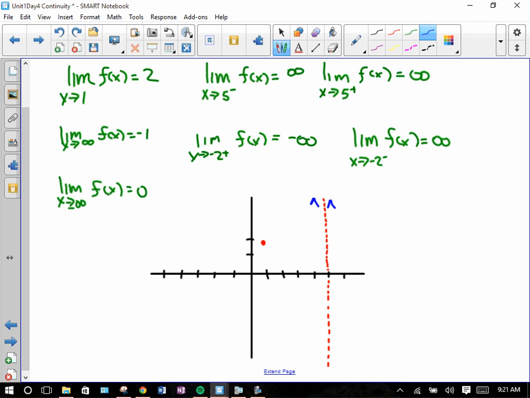So, let's look at -2 first. The limit as x approaches -2 from the right of f of x equals negative infinity, and as it approaches from the left, it equals positive infinity. When I have limits that equal positive or negative infinity, that again tells me that there is a vertical asymptote. So there's a vertical asymptote at -2.